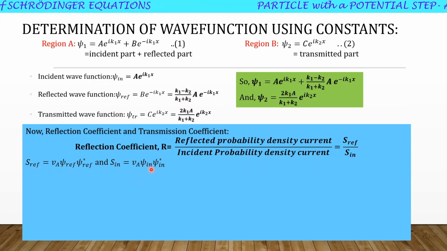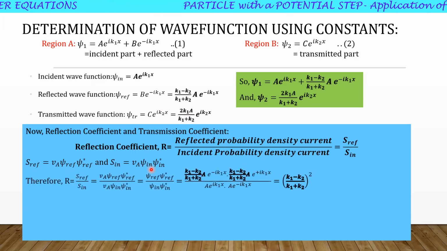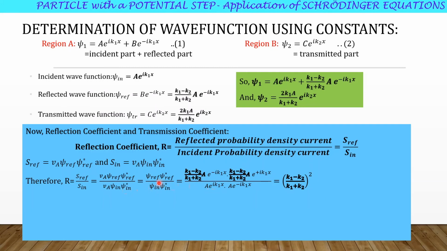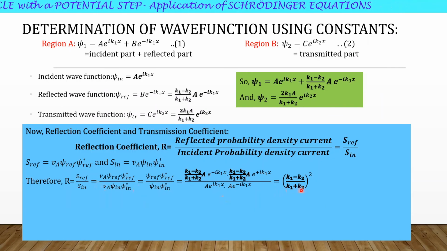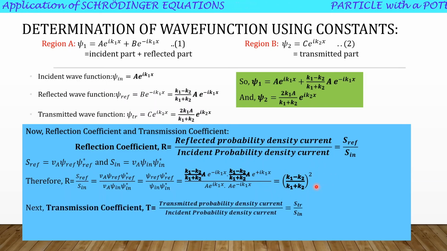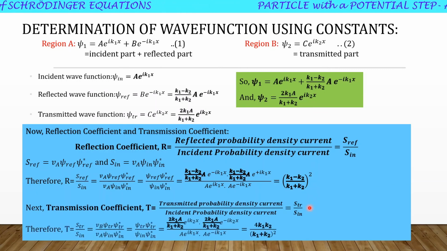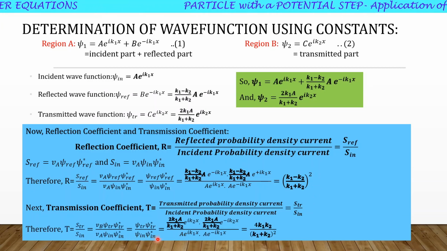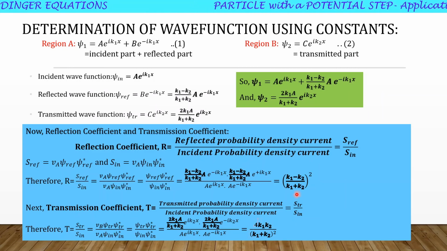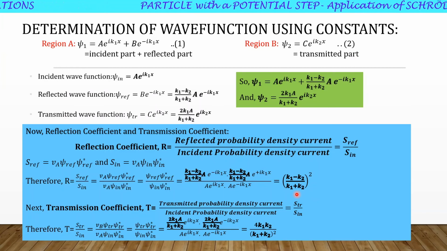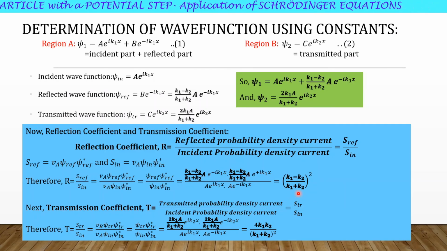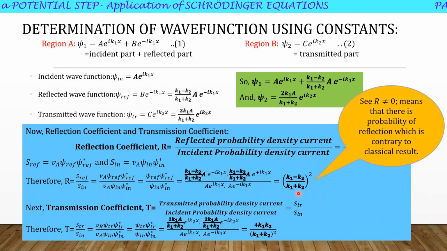And similarly we can write it for the incident wave part, and the reflection coefficient can be calculated on substituting the corresponding values of wave functions. As vA cancels out, we are left with this part which represents the reflection coefficient. Next, you calculate the transmission coefficient using the similar definition, and after substituting for the transmitted wave part, you can get the value of the transmission coefficient. Now the major point to notice here is that the reflection coefficient is a non-zero quantity. It means that there is definitely a certain probability of the wave getting reflected back.